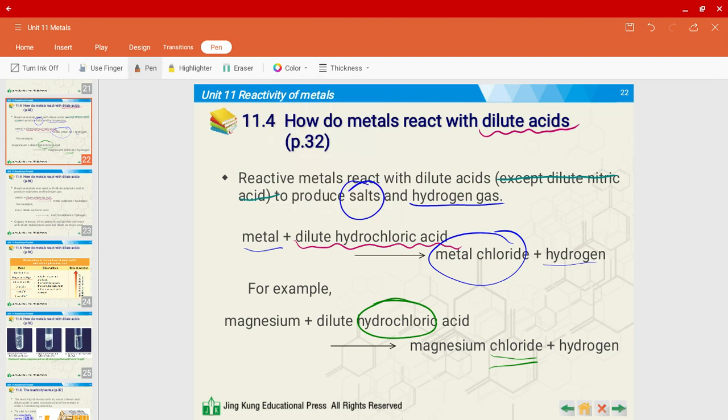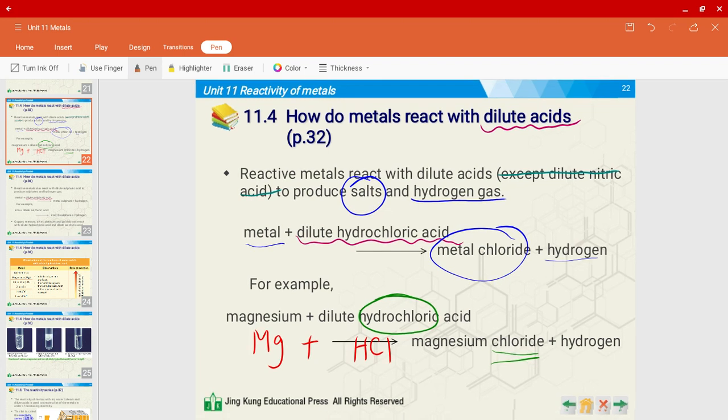So what do I mean? Say for example, we've already learned magnesium. The chemical formula is Mg, plus hydrochloric acid is HCl, and after you react these two reactants, you would get magnesium chloride. I've already made a video on how we could name ionic compounds, or how to get the chemical formula of ionic compounds. So by now you should know magnesium is Mg, chloride is Cl2. Remember, we need to balance out. We've already learned that. And finally you would get hydrogen, which is H2.